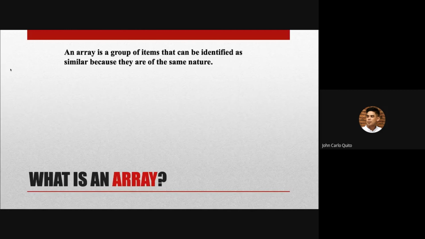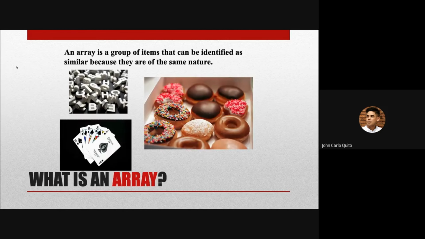An array is a group of items that can be identified as similar because they are of the same nature. Okay, similar and they are of the same nature. So let's have these examples, like a group of characters, a group of letters. They are grouped together and they have the same nature. So characters, letters. A deck of cards. Okay, so they have the same quality, they have the same nature, and a box of donuts. Okay, donuts, but different flavors, but still they are donuts.